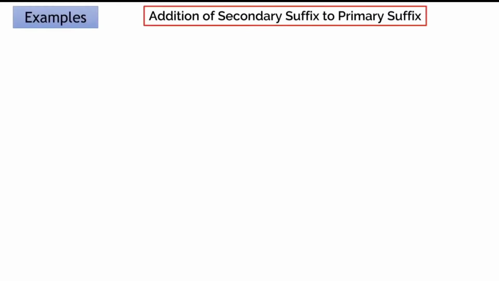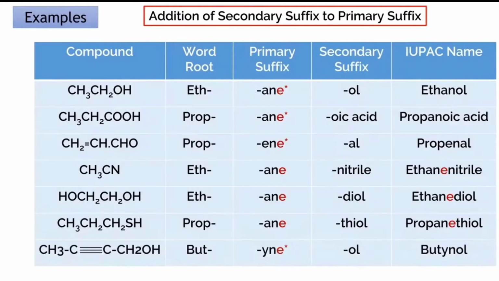Now, let's have examples for various types of functional groups. Here, addition of secondary suffix to primary suffix happens like this. So, what do you see? The name of the compound, word root, primary suffix, secondary suffix and finally the IUPAC name. Let's have a look at the first example.